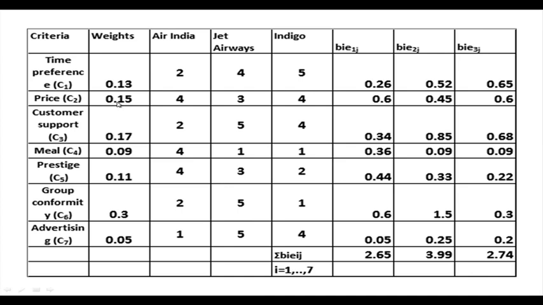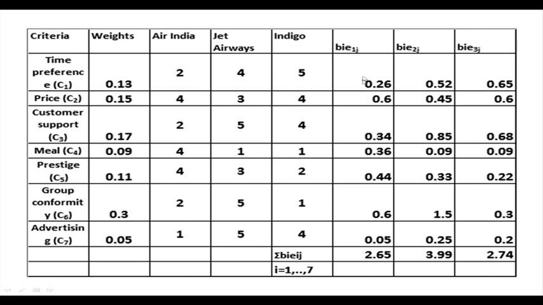Similarly, for price, the weightage was 0.15. The score for Air India is 4, so the weighted score of Air India in terms of price is 0.15 into 4, that is 0.6. The weighted score for Jet Airways in terms of price is 0.15 into 3, that is 0.45, and similarly for Indigo 0.15 into 4, that is 0.6. So, this is how for all the attributes we are getting scores for Indigo, Jet and Air India.